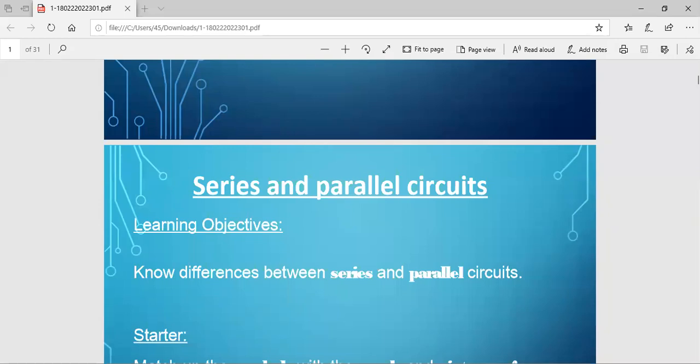Okay, so today we are going to continue with what we have studied last week about the electric current and the resistance and the function of the resistance in the electric circuit.